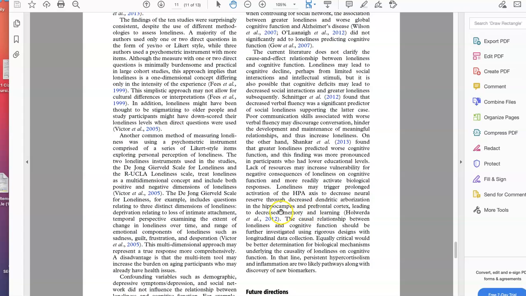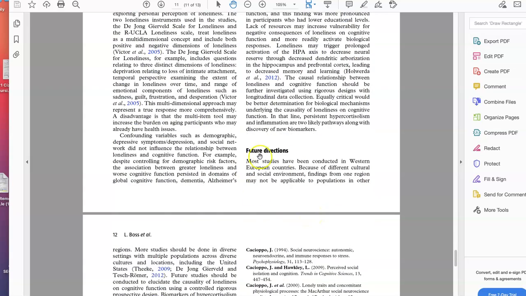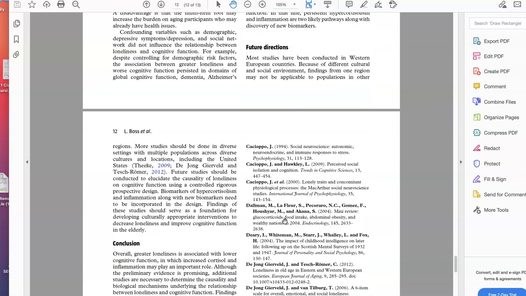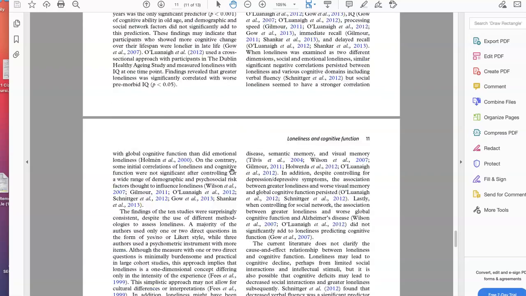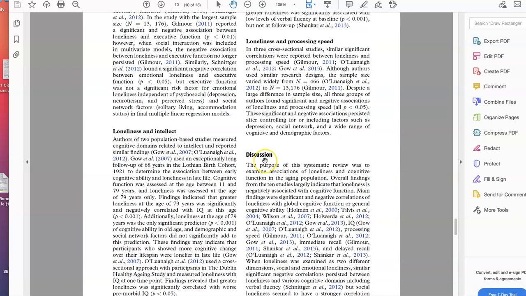Loneliness may trigger the HPA axis, and that ultimately increases the neurotoxicity in the hippocampus and prefrontal cortex, which ultimately leads to decreased memory and learning. That's what we think. My future direction is, we've done all these studies that are cross-sectional and longitudinal. Somebody needs to do an RCT so that we can really find out what is going on with this and then make definitive decisions. So you can see how everything goes together.